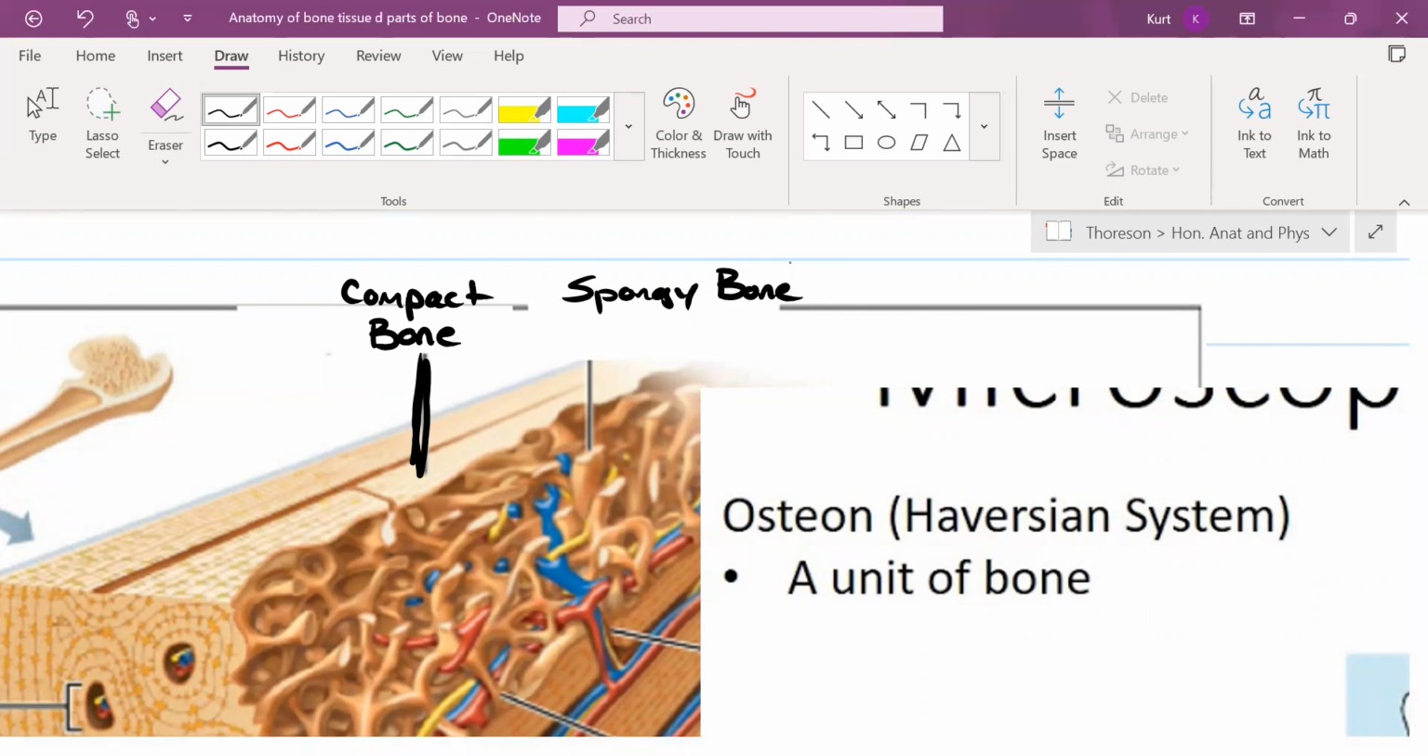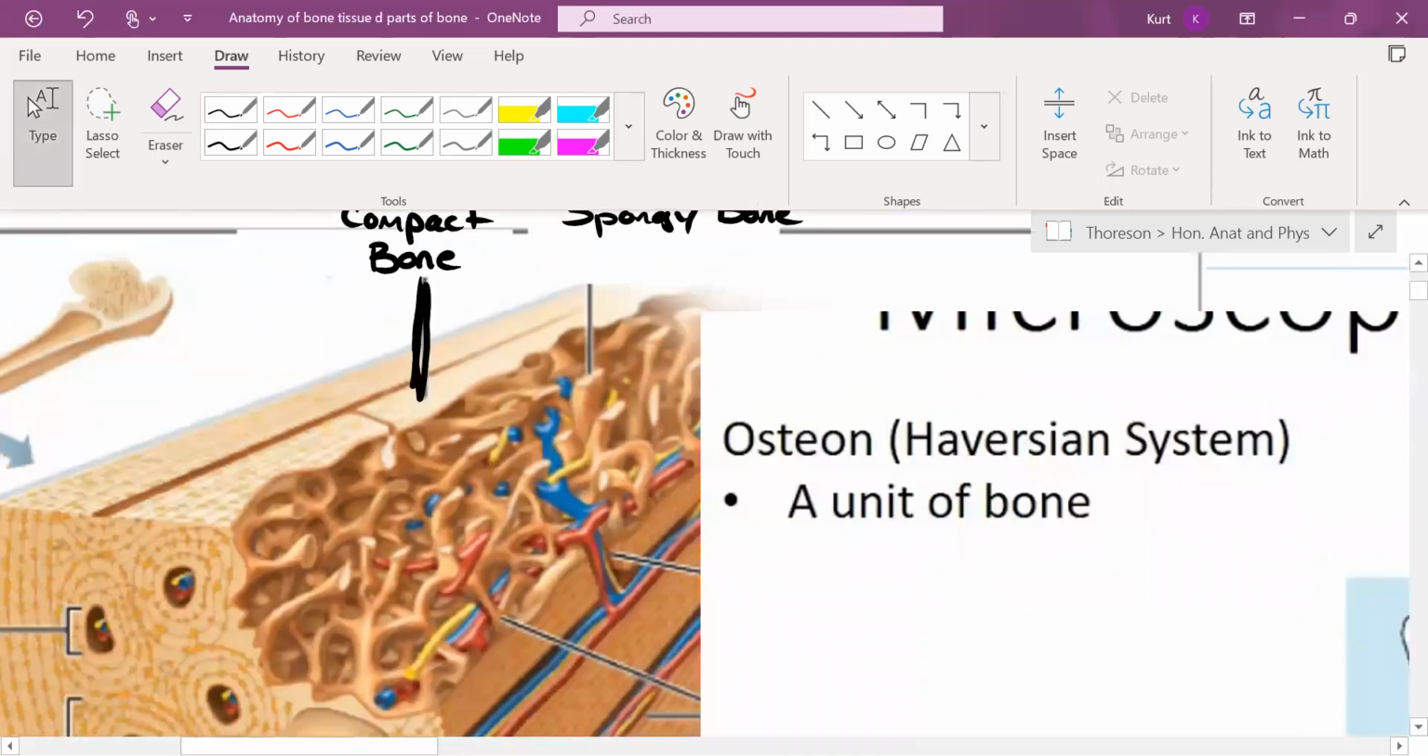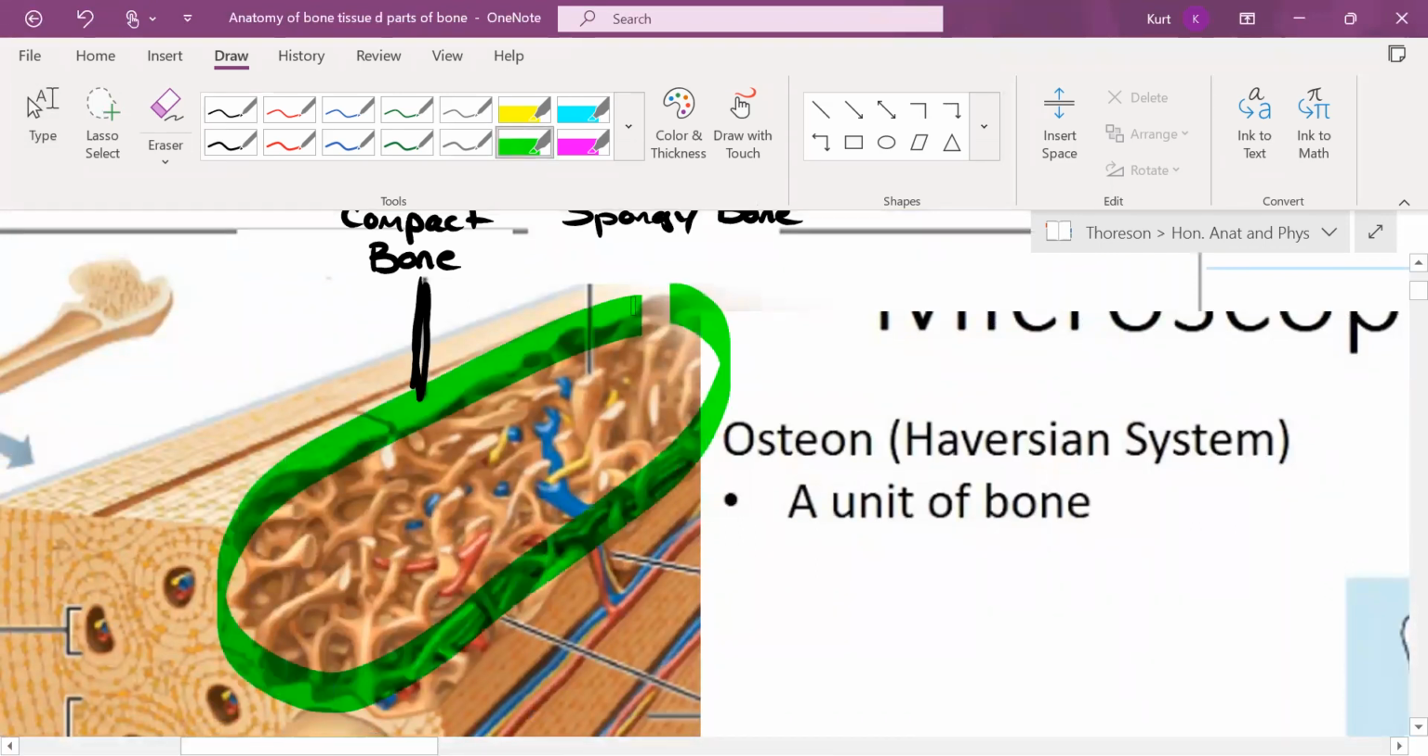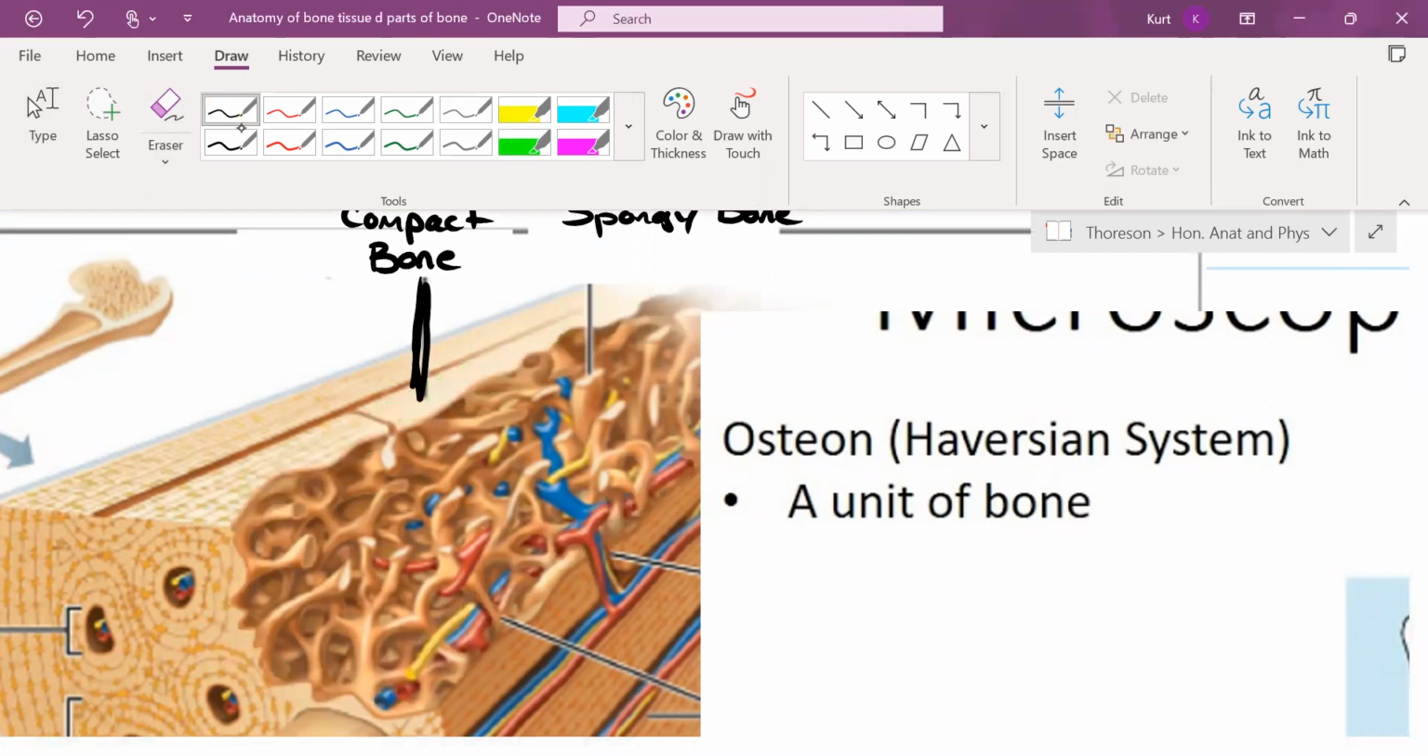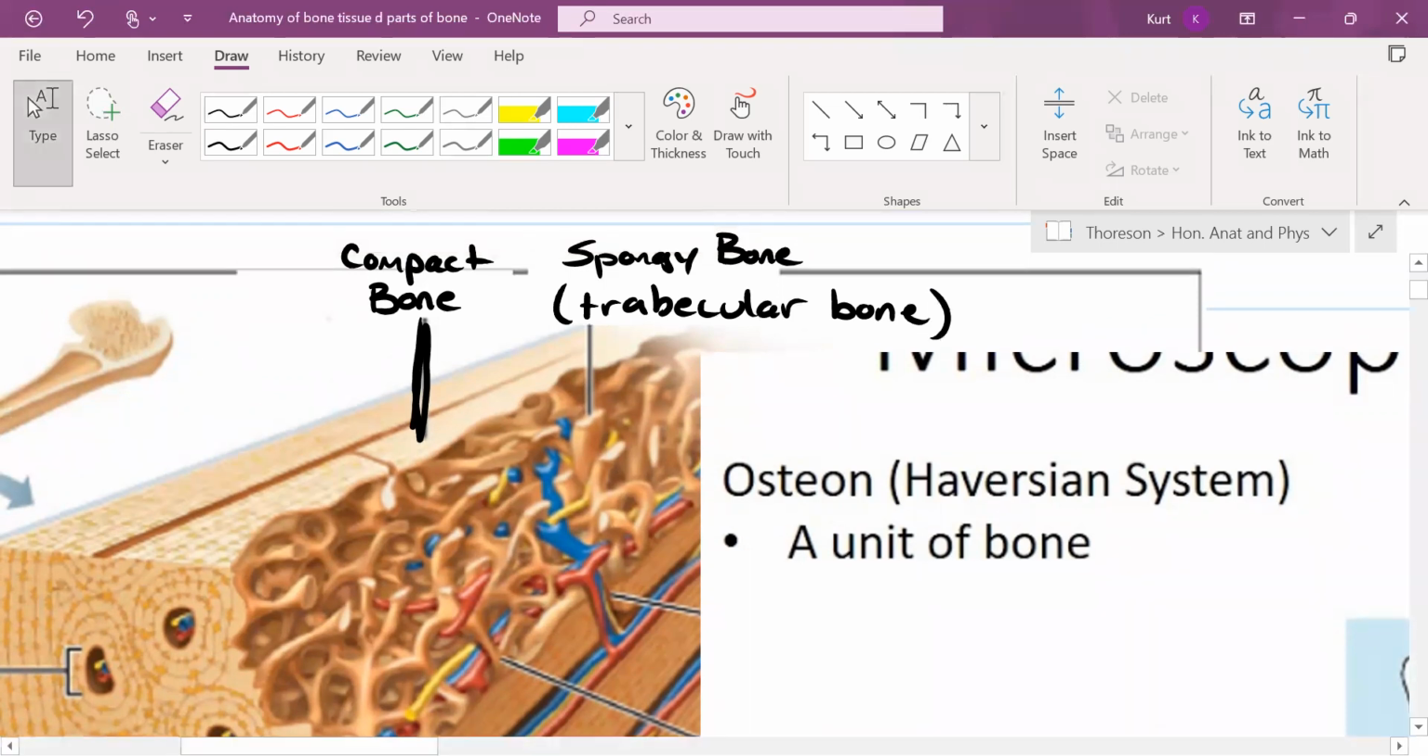Now, I want to give a new word to you guys. This pattern that you see here, I mean, look at all this. All of that spongy bone right there, you don't need to do any highlighter because I'm going to erase it. That pattern, that type of bone is called trabecular bone, or trabeculae, if you just want to say one word. This basically means highly porous and interconnected rods and plates. That is what spongy bone basically is.